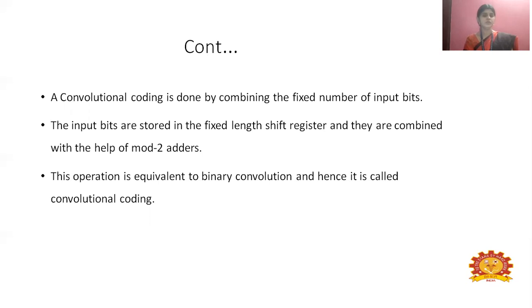So here what we are doing: some message inputs are given to the binary shift register, and if any input is given, the shift register output will be connected to the modulo 2 adder. The modulo 2 adder output will give the corresponding code words.